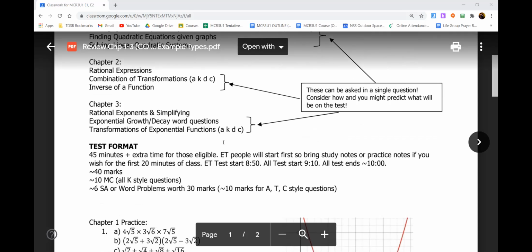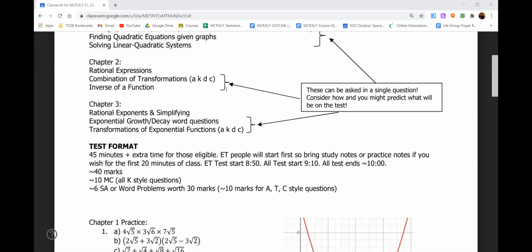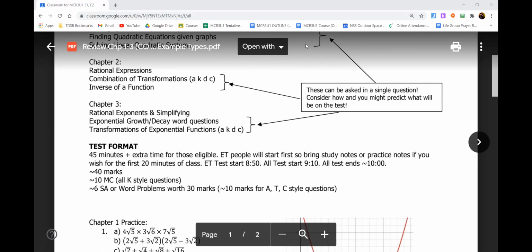I had a question about the assignment, not the test. Okay. So we don't need to follow any equation. We just need to put down 7 points and then apply AKDC to it. That's it. Yes.